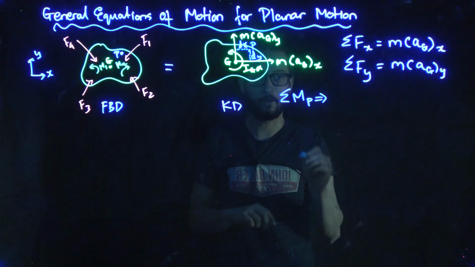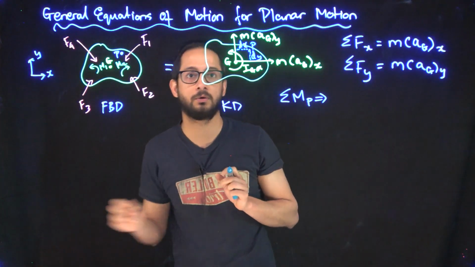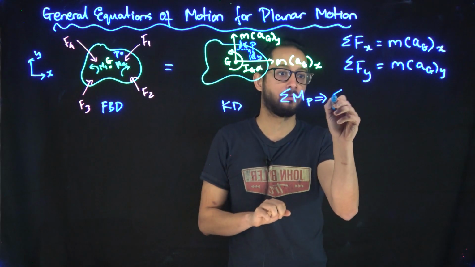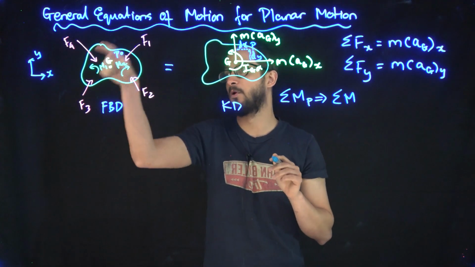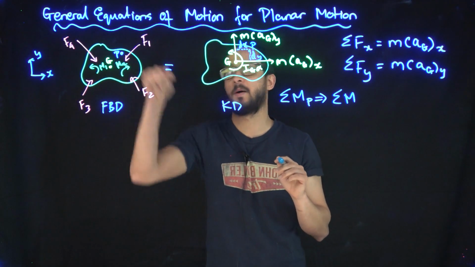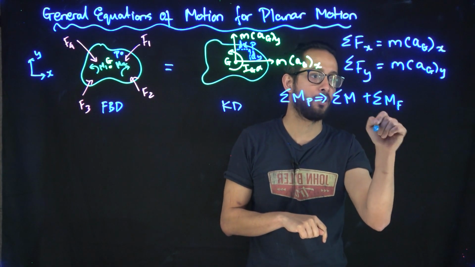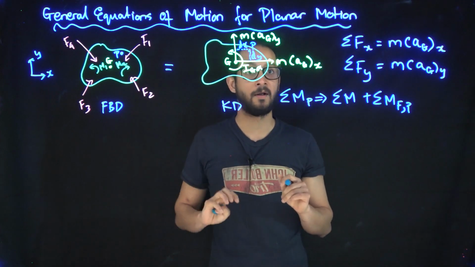So from the free body diagram, that is equal to the sum of the moments that are applied. So let's call that sigma M. And plus you have the moments of the forces that are applied about the point P, right? So add all those moments up. So the moments due to all the forces F about the point P. So this is all from the free body diagram.